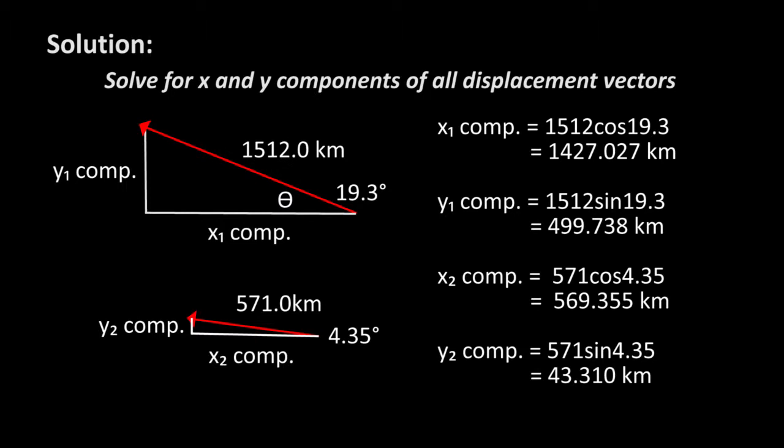1,427.027 kilometers. And for our y component, we're going to use the sine ratio because we want the opposite side this time. So let's put it in, 1,512 sine 19.3, that'll give us 499.738 kilometers. Same goes for displacement number 2, which is 571 kilometers with an angle of 4.35 degrees west to north. We're going to use cosine and sine again, so we're going to end up with an x component of 569.355 kilometers, and for the y component we're going to end up with 43.310 kilometers, and this is for displacements 1 and 2.